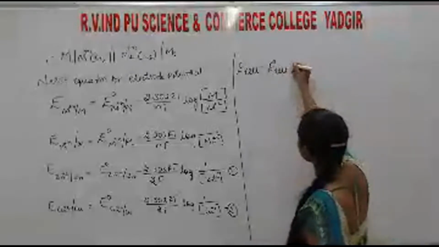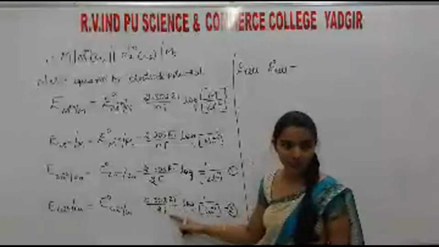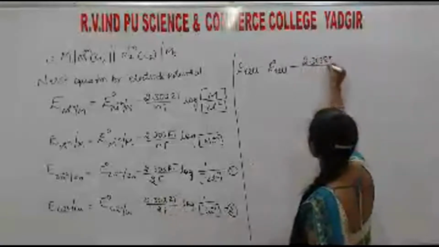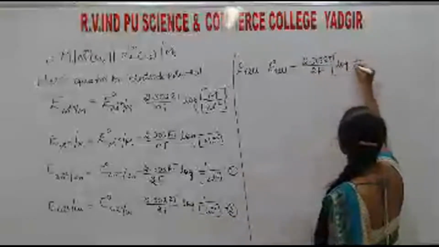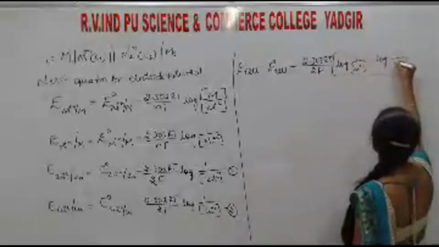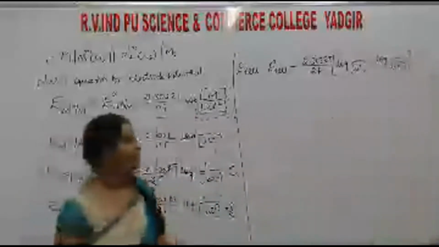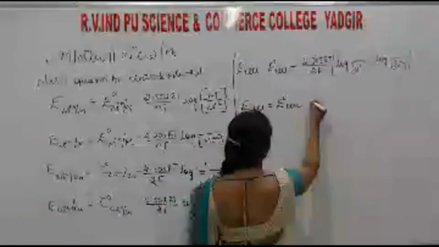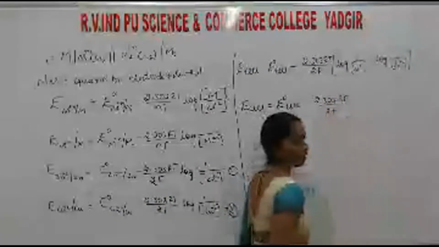Okay, so students, minus. In the fourth case, common is what? 2.303 RT by 2F. So 2.303 RT divided by 2F here, log of 1 divided by Cu plus 2 minus log of 1 divided by Zn plus 2. Correct? So then E cell is equal to E naught cell minus 2.303 RT divided by 2F.